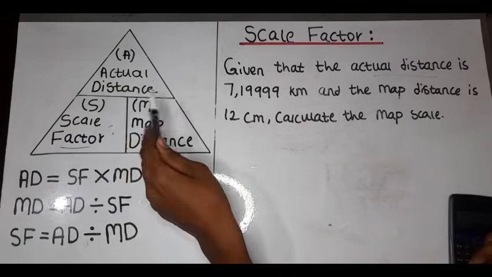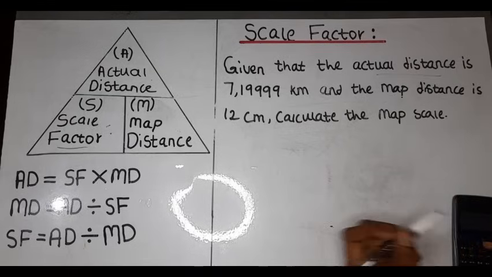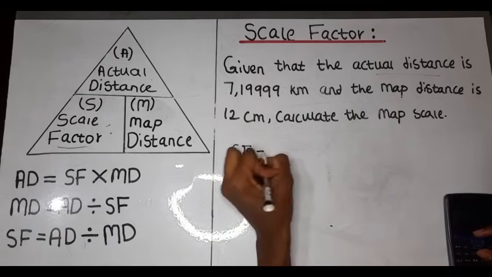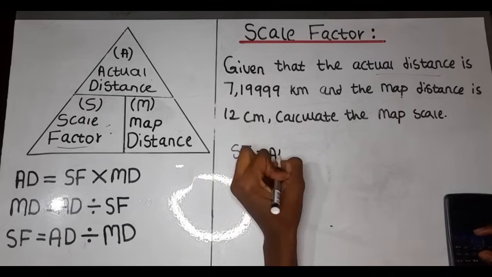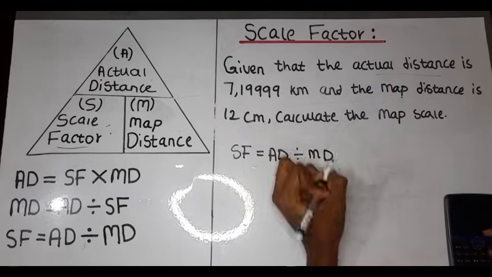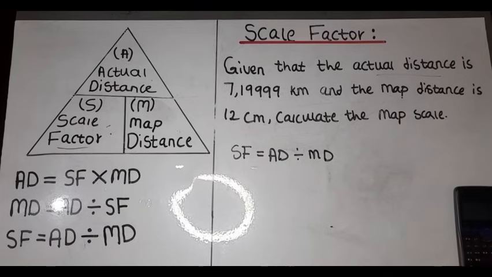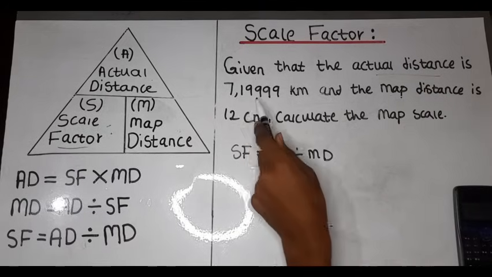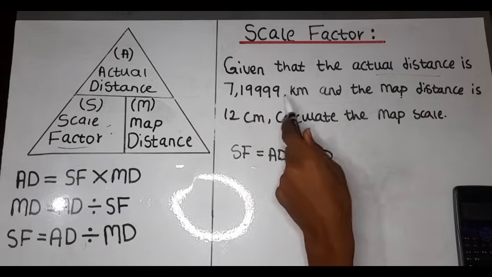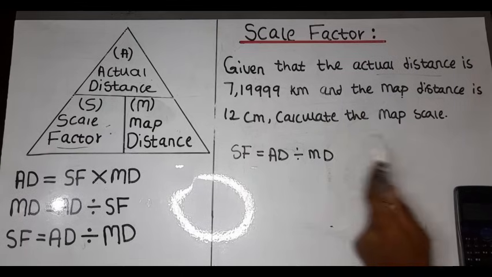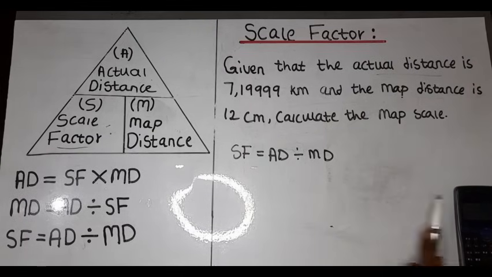Remember, this line represents division, right? So you write the formula. Scale factor equals actual distance divided by map distance, right? So they say that given that the actual distance is 7.19999 kilometers and the map distance is 12 centimeters, calculate the map scale.